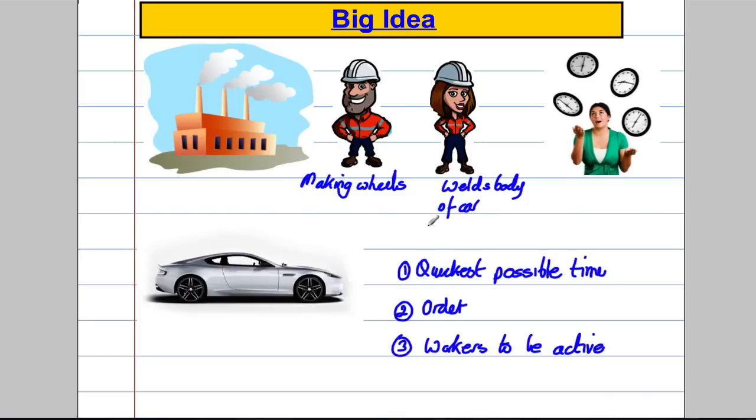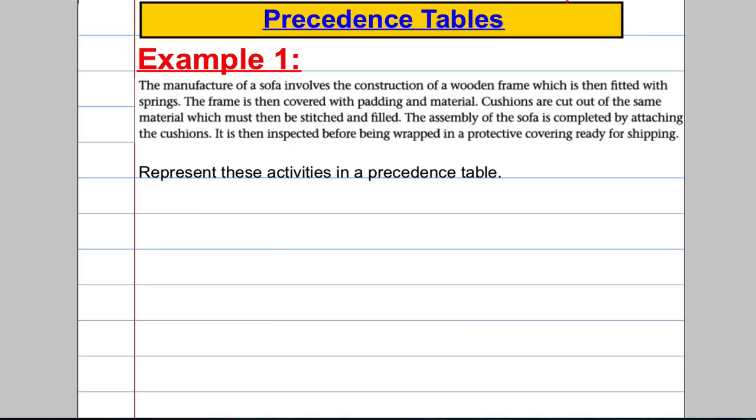Now, in order to get going with this topic, the first thing we're going to talk about is precedence tables. And take a look at this example here. Now, a precedence table is a table that lists out the activities that need to be completed and shows you something about the order in which they must be completed. Currently, we've got a big long paragraph of things to be completed. Let's try and pick out the various activities for the project. The project in general is making a sofa, and it involves the following activities.